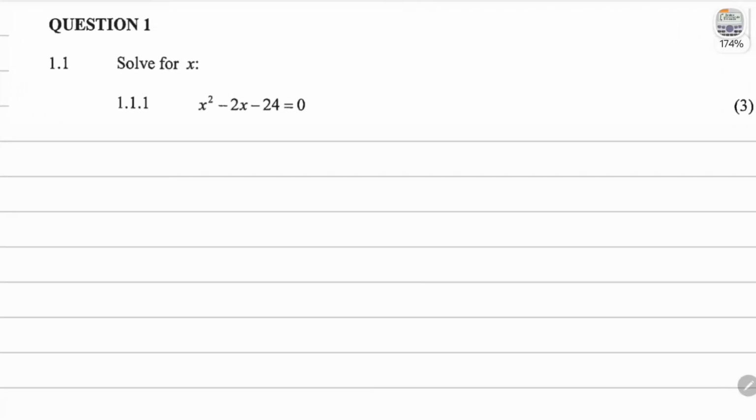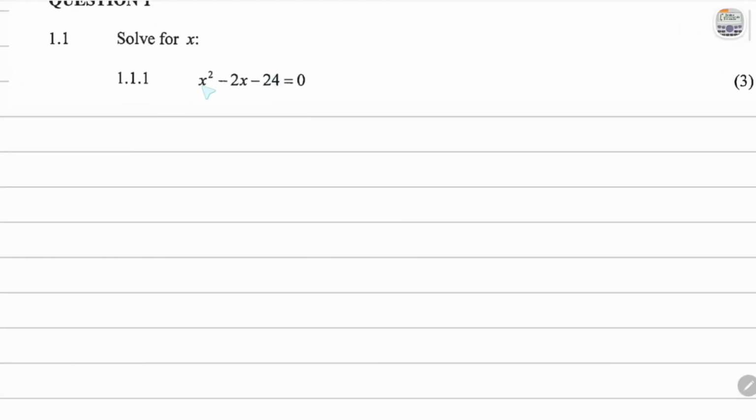Question 1.1.1 says we need to solve for x and we have been given a quadratic equation. So we can open up two brackets and we're going to find the factors of x squared. What times what gives us x squared? That would be x multiplied by x. And then what times what gives us negative 24? Factors of 24 can be 6 and 4.